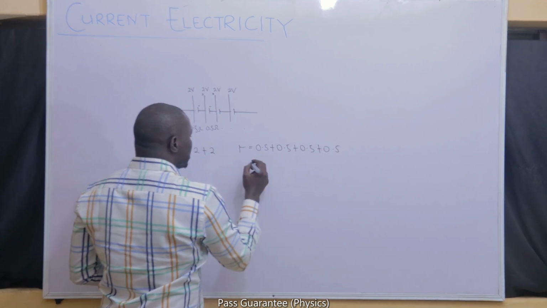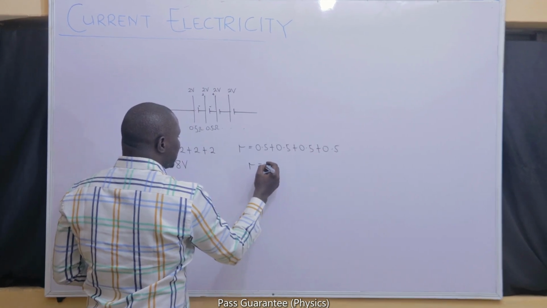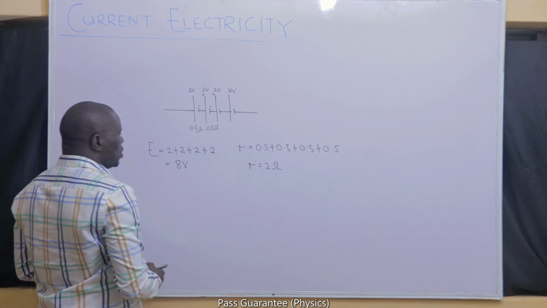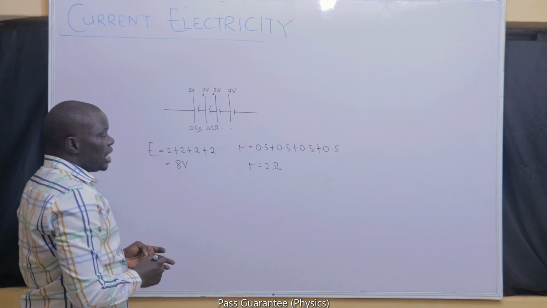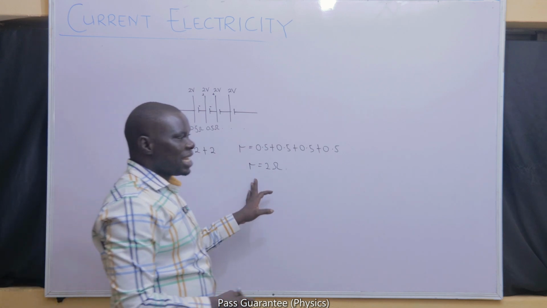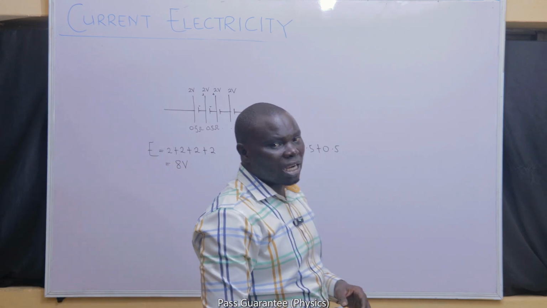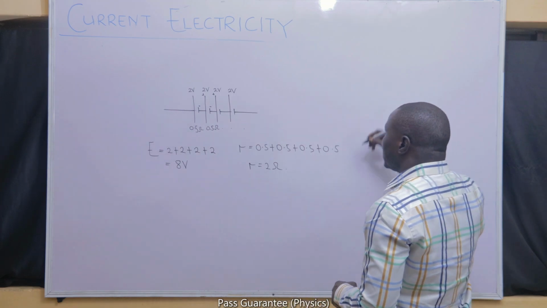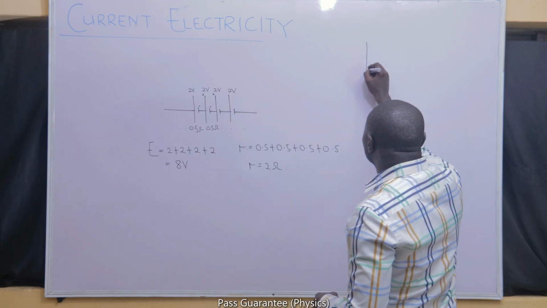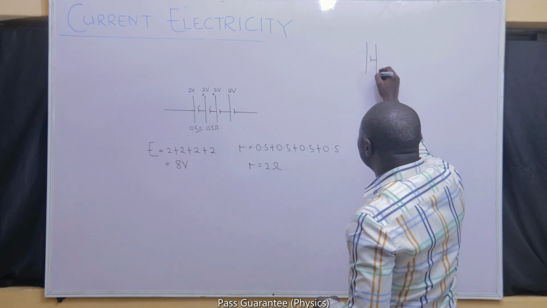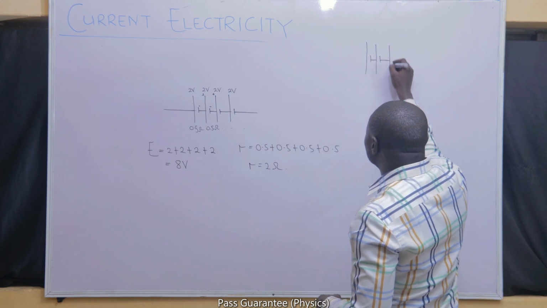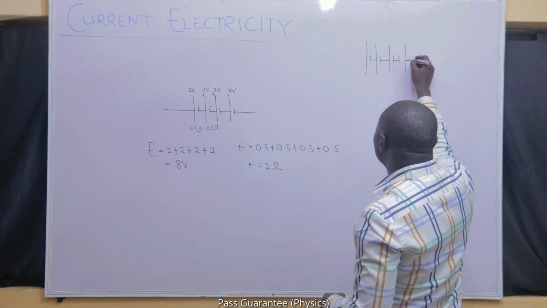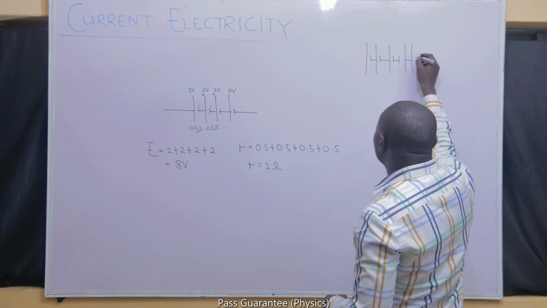So what I'm saying in essence is, when cells are connected in series, we add their EMF together and we also add their internal resistances together to get the resultant or the effective EMF and the effective internal resistance. But we have to be very careful when you see cells connected in series. There are instances where one or more of those cells can be connected wrongly.